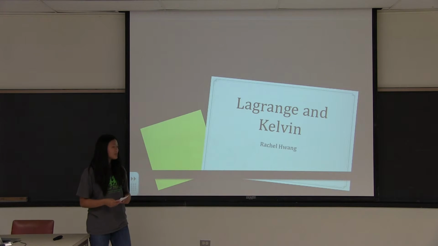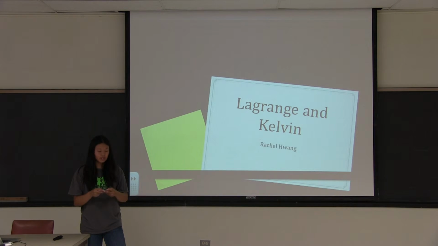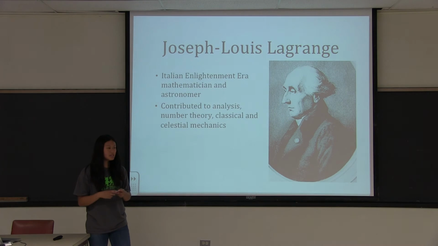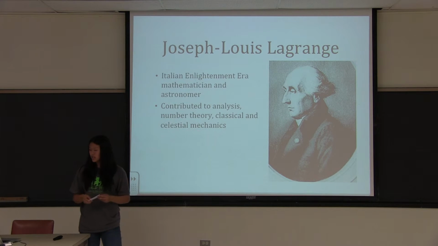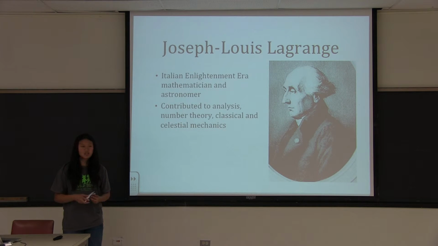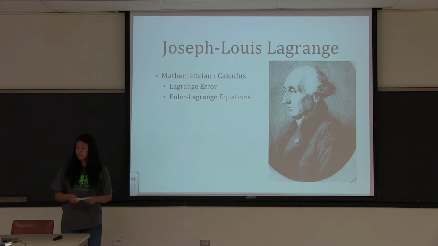Next, I will be talking about the mathematician and scientist Joseph Louis Lagrange and Lord Kelvin, and a few of their math and science contributions. First, Joseph Louis Lagrange. He's an Italian Enlightenment era mathematician and astronomer who contributed to analysis, number theory, and classical and celestial mechanics.